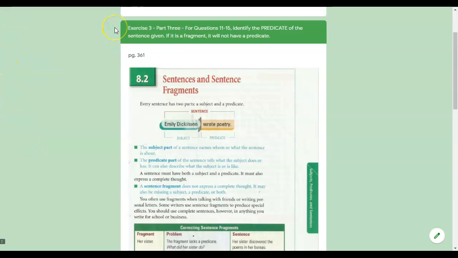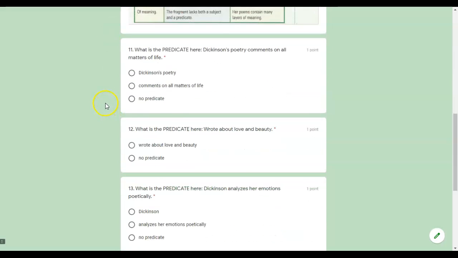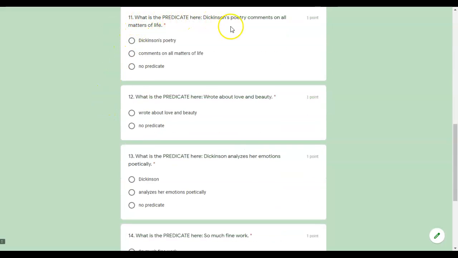Okay, for exercise 3, part 3, questions 11 to 15, you are identifying the predicate of the sentence given. And that's, again, what the subject is doing or what they have, what they are, what they're like. So if it's a fragment, it might not have a predicate. So 11 through 15, what's the predicate? Dickinson's poetry comments on all matters of life. Who or what is the sentence about? It's about her poetry. What did the poetry do? It commented on all matters of life. So that would be our predicate.